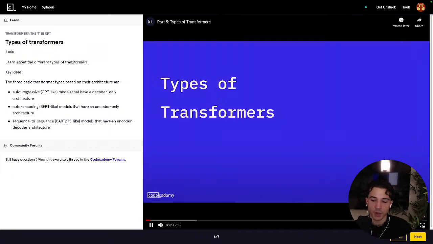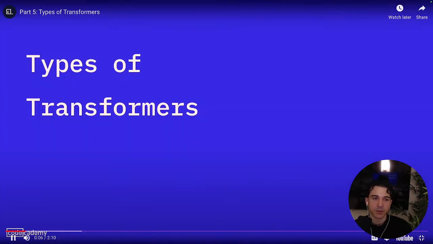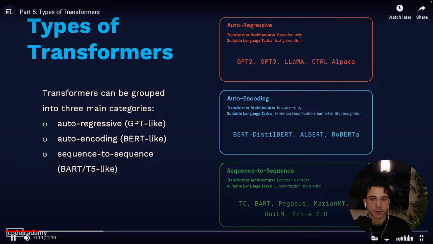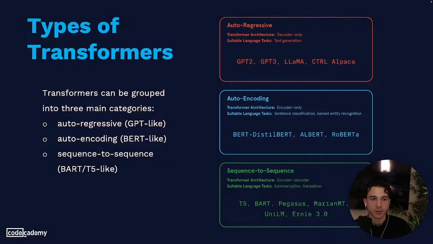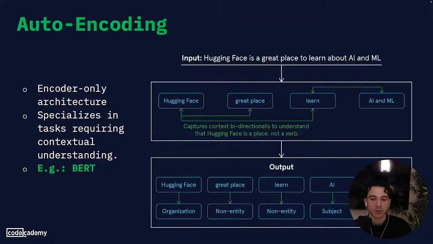We're now beginning to get an idea of how we might already have a few different kinds of transformers based on their architecture. Let's dive into them now. The three basic transformer types based on their architecture are autoregressive, or GPT-like models that have a decoder-only architecture, autoencoding, or BERT-like models that have an encoder-only architecture, and finally, sequence-to-sequence, or BART or T5-like models that have an encoder-decoder architecture.